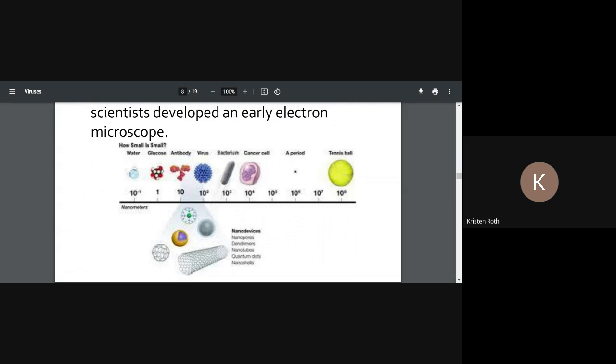So again, a virus is so small that it must be measured in units called nanometers. And 1 nanometer actually equals 1 billionth of a meter. So that's 10 to the negative 9. Which means that if you were to take 10 with the decimal, you would move the decimal 9 places to the left. And that's how big a nanometer is of a meter. So that's like 8 zeros in front of the 1.